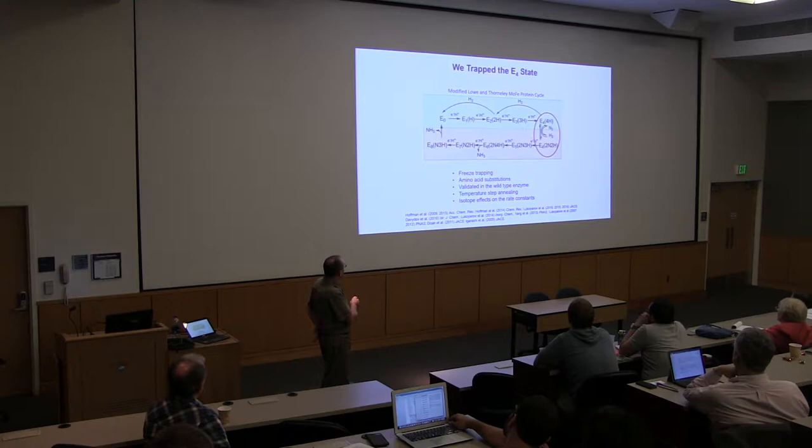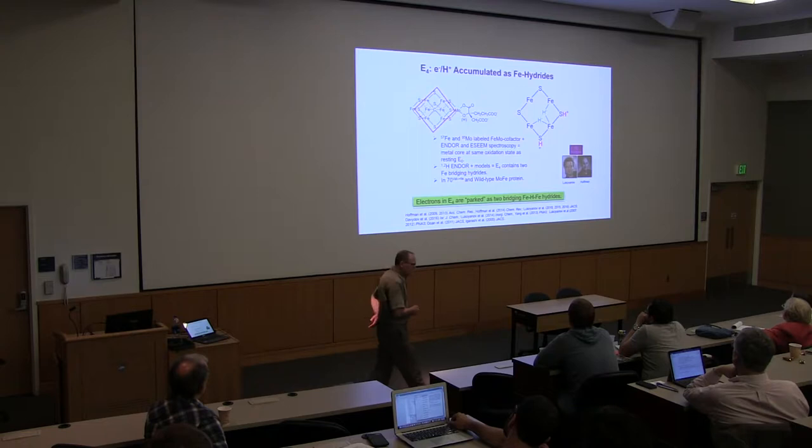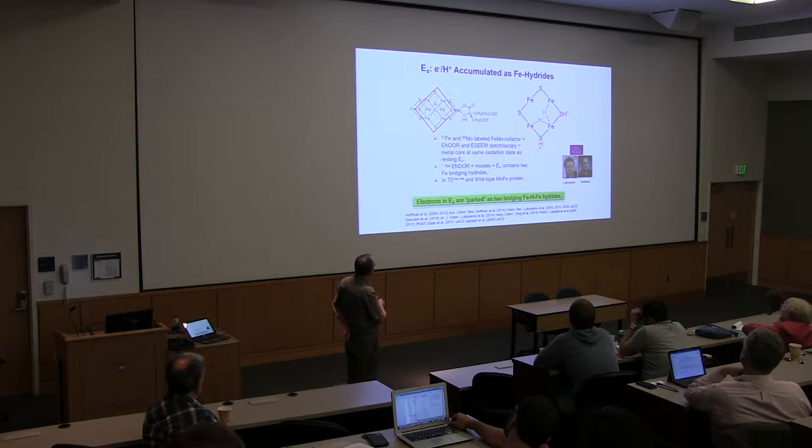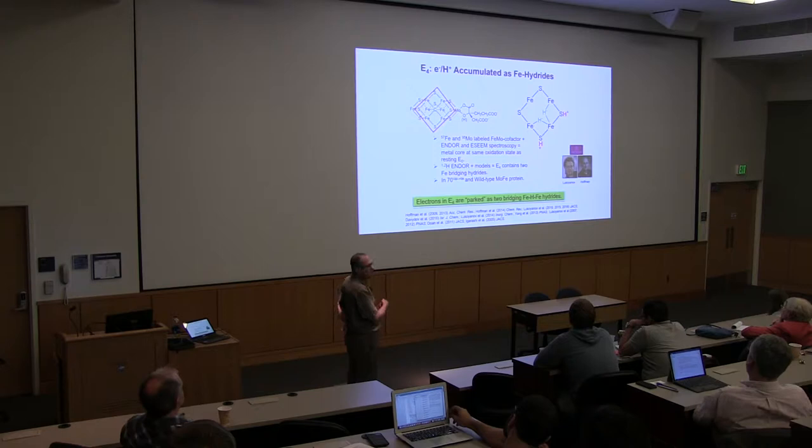And so I'm going to cut through a lot of spectroscopy. You'll need to invite Brian Hoffman to come and explain all the spectroscopy. That's his world. But I'll give you the punchline of what we discovered. And it was two significant discoveries. We made the isotopomers of the protein, iron-57 labeled, Mo-95 labeled cofactor, and then we analyzed this E4 state that we had trapped by ENDOR and ESEEM spectroscopy.